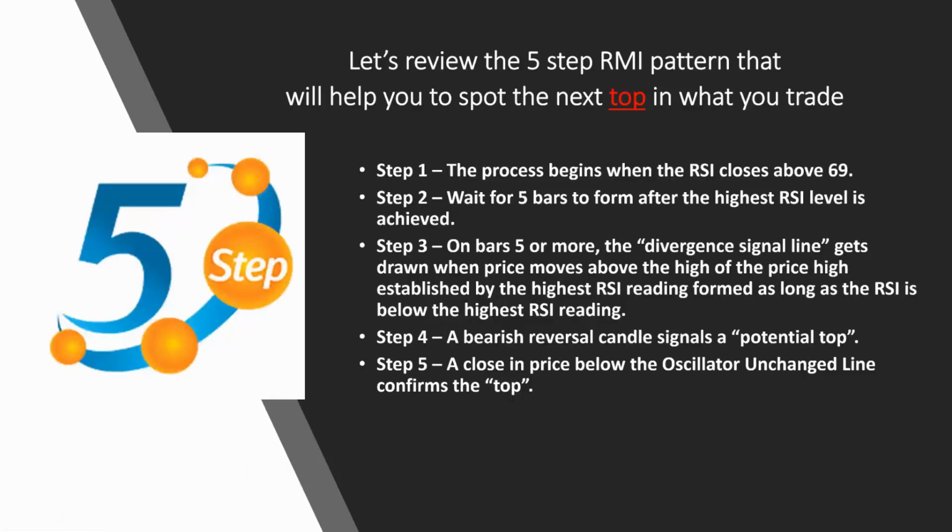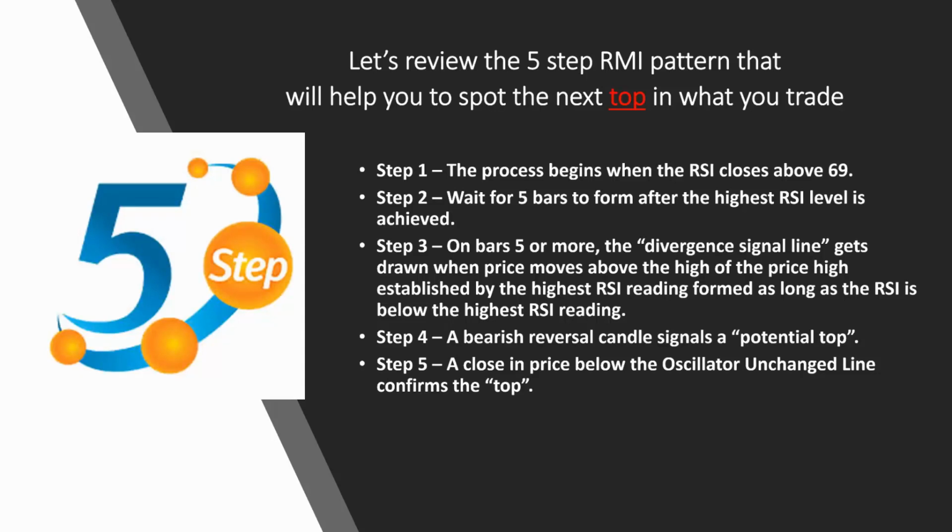These are tools that help me to become the #1 timer across the nation based on the rankings from Timer Digest. So let's review that 5-step pattern that will help you spot the next top in whatever it is that you trade. Step number 1, the process begins when the relative strength index closes above 69. Step 2, we wait for 5 bars to form after the highest relative strength level is achieved. Step 3, on bars 5 or more, the divergence signal line.